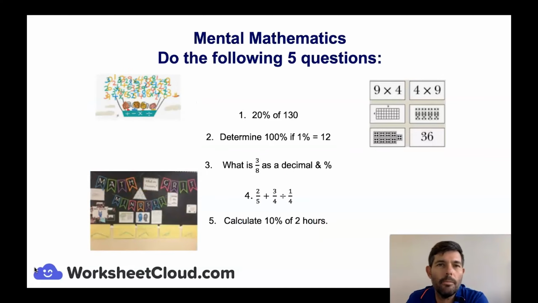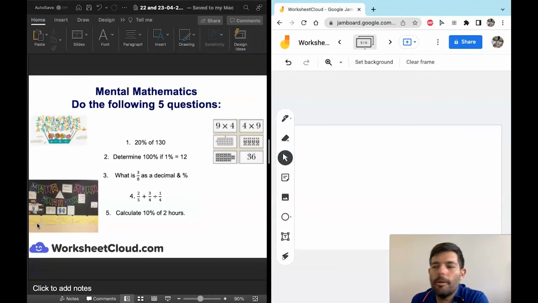Okay, there's our mental maths questions for today, covering principles I feel you should know at this stage. Again, press pause, work these out on your pencil and paper, and then press play to see how you got on. Off you go. Okay, let's see how you got on.